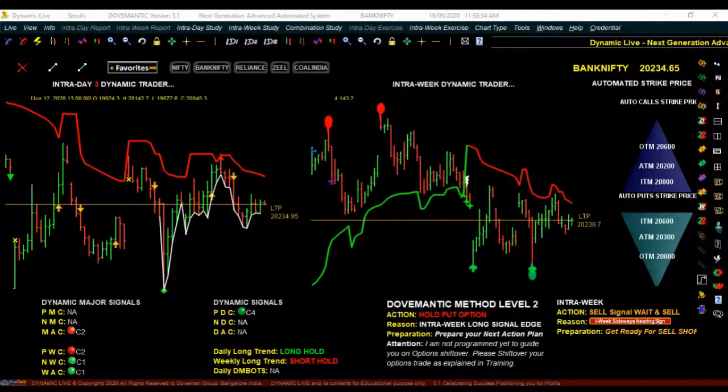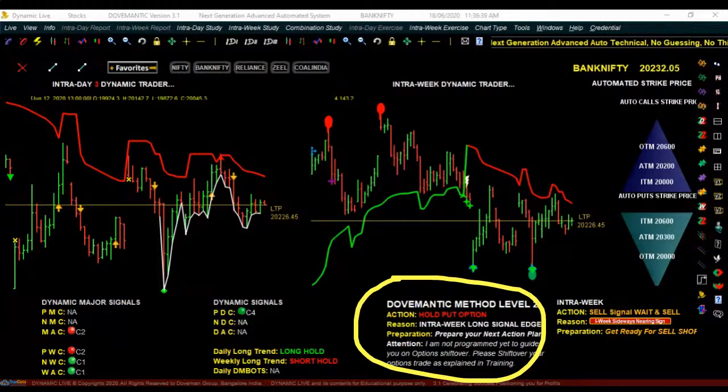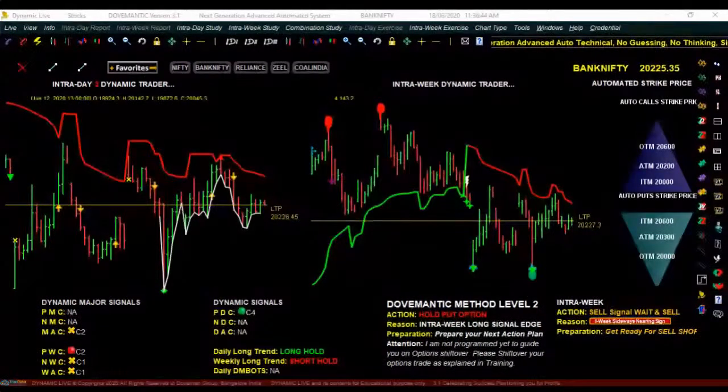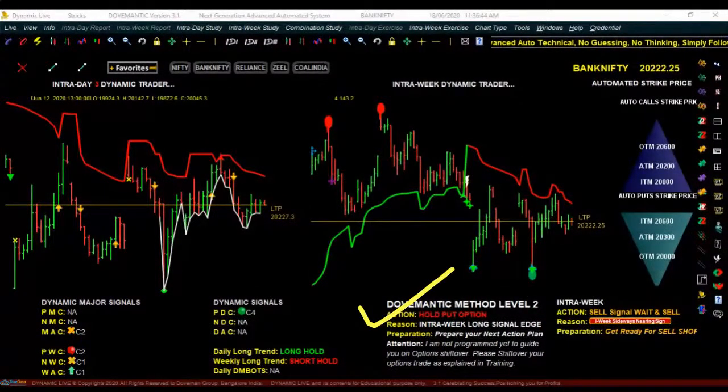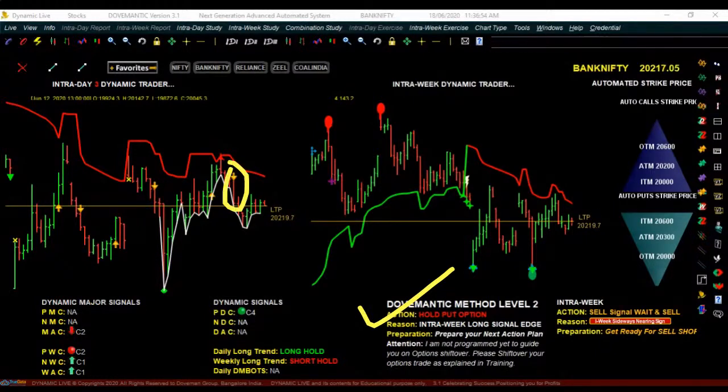But today you don't have to worry, because your job is not to follow all these intelligence. Your job is to follow only this Dowmantic method level 2. And in this Dowmantic method, you are supposed to check only the action information. So when the price is increasing and if it is a good point to buy, it will be clearly written here as buy call option now. Or if it is decreasing like yesterday, at this point, it was clearly written as buy put option now.